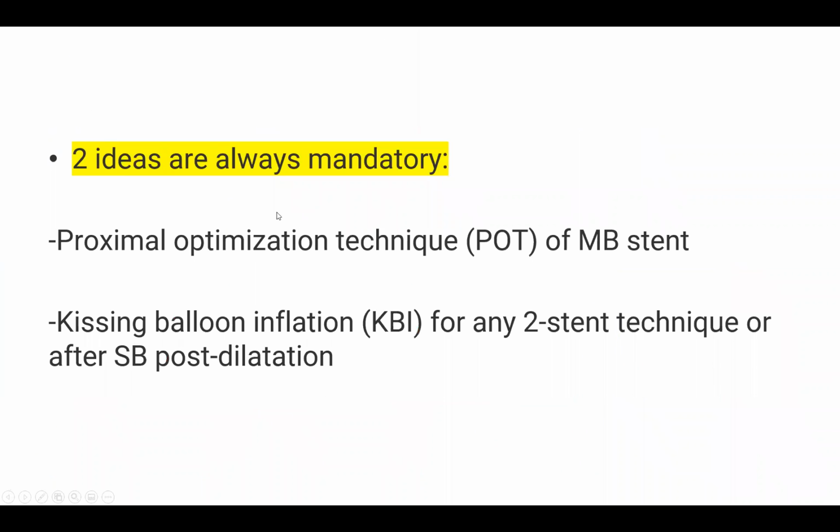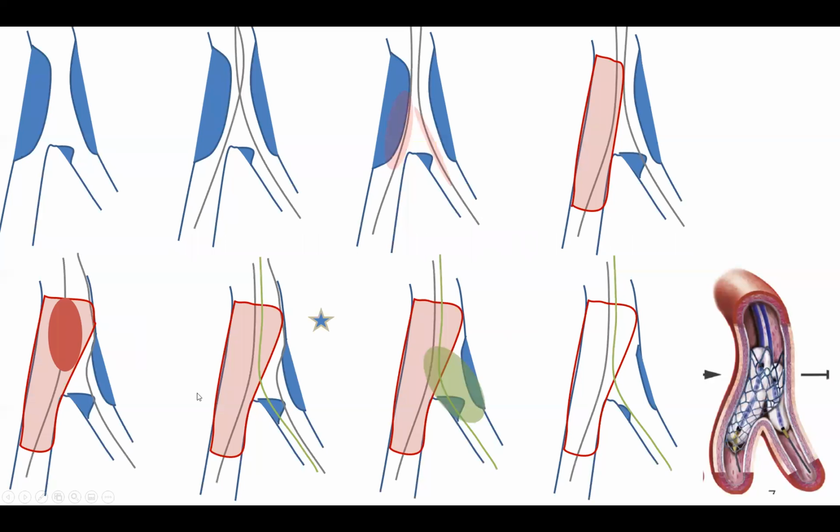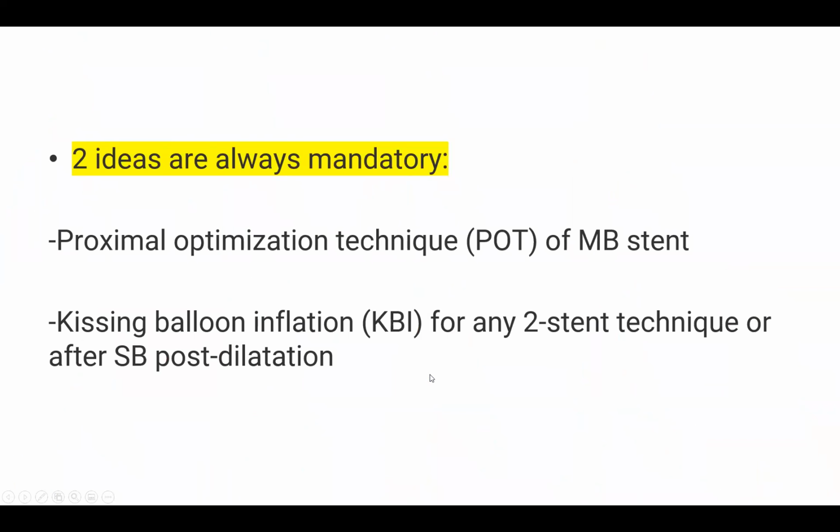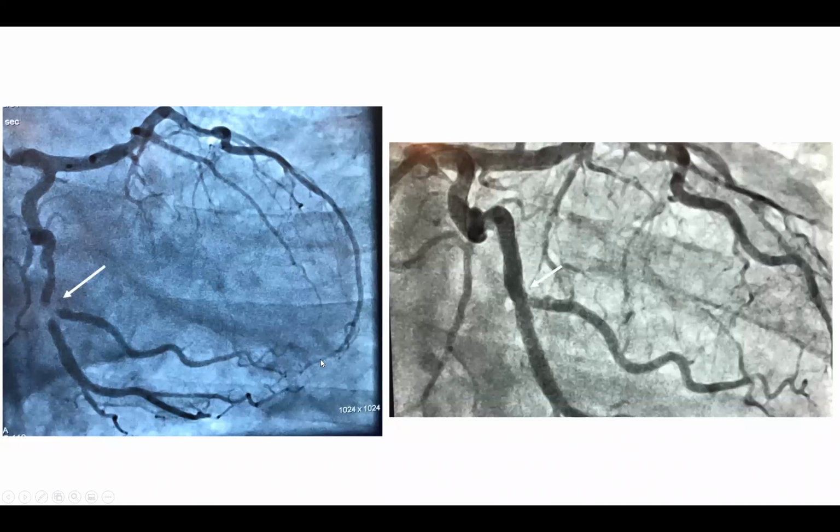Okay, so there are two ideas that are always mandatory: POT and final kissing balloon inflation for any two-stent technique, or after you touch, anytime you touch that side branch, including with just balloon dilatation, you always need to finish with a kiss. POT before, kiss, probably POT after, preferably POT after. I'll give you some examples here.